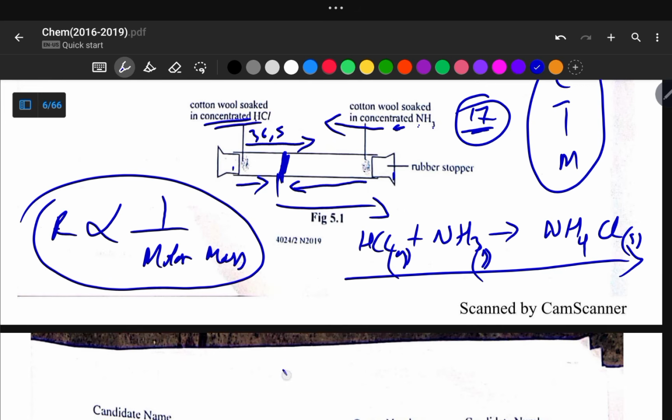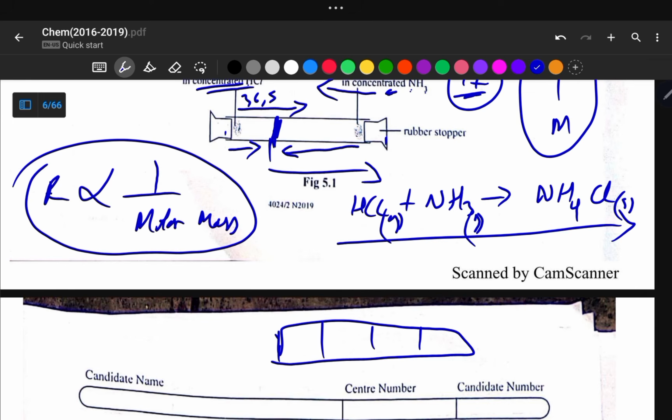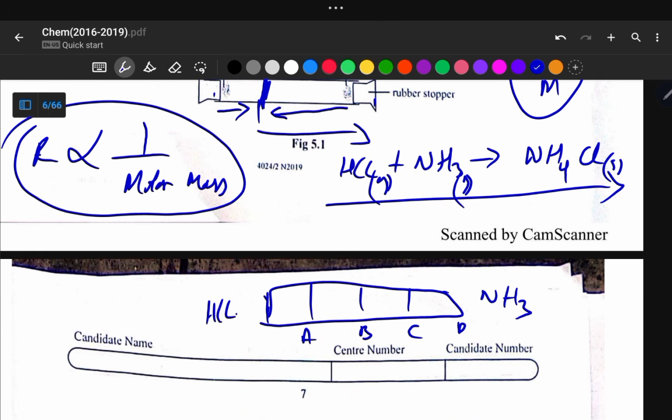In your multiple choice questions, they can examine you by saying this is point A, this is point B, C, and then D. So you can be asked to tell the point where the ammonium chloride is formed. Ammonium chloride is formed at A, not at B. Why? B is the halfway.